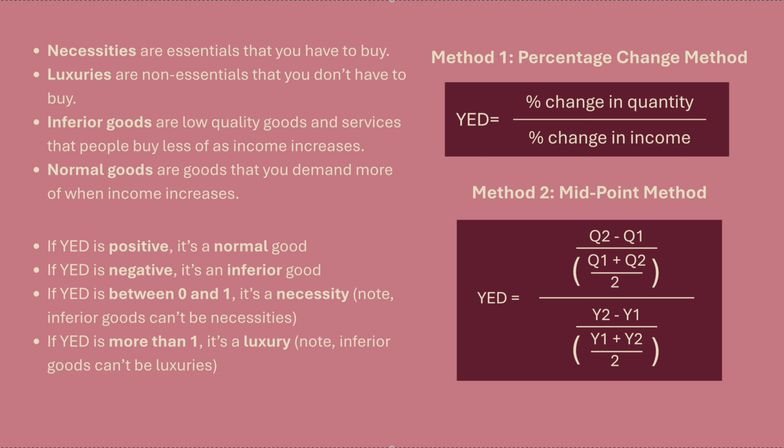All right, here's a full summary of all you need to know. Necessities are essentials that you have to buy. Luxuries are non-essentials that you don't have to buy. Inferior goods are low-quality goods and services that people buy less of as income increases. Normal goods are goods that you demand more of when income increases. If YED is positive, then it's a normal good. If YED is negative, it's an inferior good. If YED is between 0 and 1, it's a necessity, or if YED is more than 1, it's a luxury, noting that inferior goods can't be necessities or luxuries with this calculation. And then we have the two calculation methods, the percentage change method and the midpoint method.